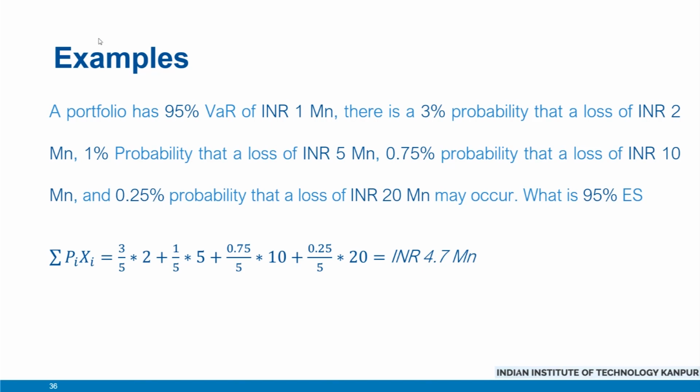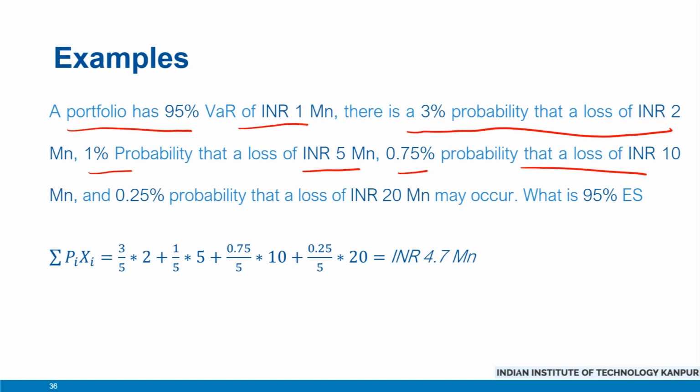Let's see how this numerical example works out. So we have been given that a portfolio position has a 95% VaR at a 1 million level, rupees 1 million. Then there is a 3% probability that a loss of 2 million may happen, another 1% probability that a loss of 5 million may happen, 0.75% probability that a loss of 10 million, and a 0.25% probability that a loss of 2 million may occur.